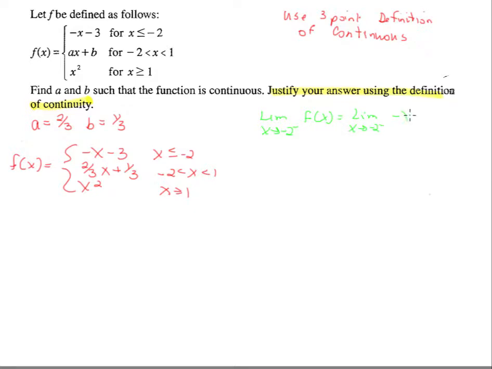So the limit as x approaches -2 from the left is equal to, when I do direct substitution, 2 minus 1, which is 2 minus 3, which is -1. Now the limit as x approaches -2 from the right, we'll be using our second equation, so that'll be 2/3 x plus 1/3. Substituting that in, we also get that the limit as x approaches -2 from the right is -1. So I pass the first test.